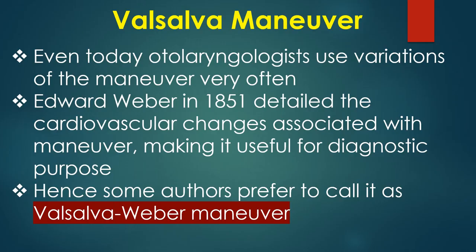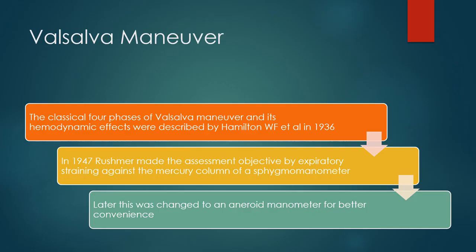Weber in 1851 detailed the cardiovascular changes associated with the maneuver, making it useful for diagnostic purposes. Hence, some authors prefer to call it the Valsalva-Weber maneuver. Classical 4 phases of Valsalva maneuver and its hemodynamic effects were described by Hamilton and colleagues in 1936. In 1947, Rushmer made the assessment objective by expiratory straining against the mercury column of a sphygmomanometer. Later, this was changed to an aneroid manometer for better convenience.